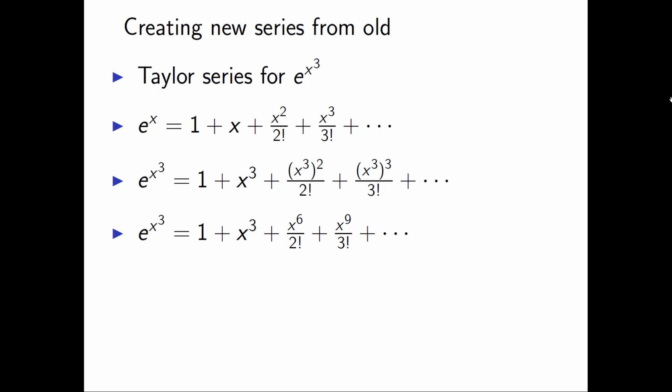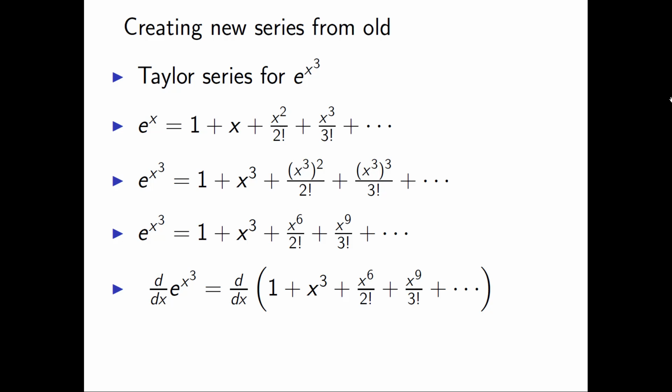Okay, and that's clearly much quicker than trying to differentiate the original e to the x cubed a bunch of times where we start using chain rule and product rule. This was very straightforward. We can even differentiate. Suppose we took the derivative of the left-hand side, the derivative of e to the x cubed, and we wanted a series for that. Well, then we just take the derivative of the series on the right-hand side. And to do that, we just take the derivative of each term.